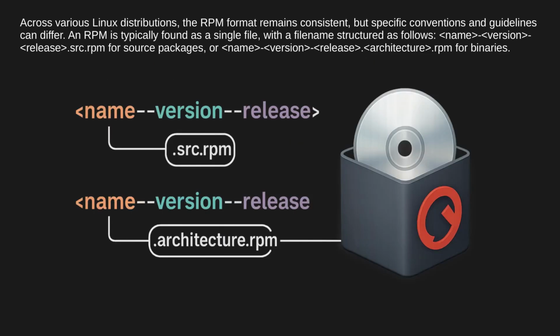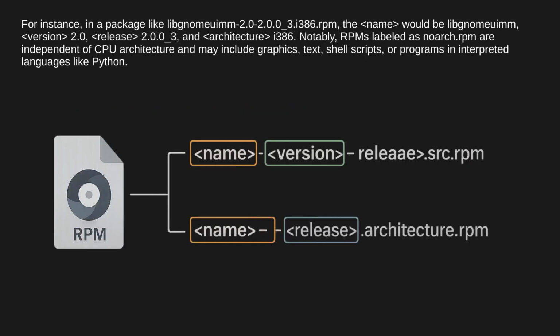Across various Linux distributions, the RPM format remains consistent, but specific conventions and guidelines can differ. An RPM is typically found as a single file, with a file name structured as follows: name-version-release.src.rpm for source packages, or name-version-release.architecture.rpm for binaries. For instance, in a package like libnumbertext-2.0-2.0.3.i386.rpm, the name would be libnumbertext, version 2.0, release 2.0.3, and architecture i386. Notably, RPMs labeled as noarch.rpm are independent of CPU architecture and may include graphics, text, shell scripts, or programs in interpreted languages like Python.